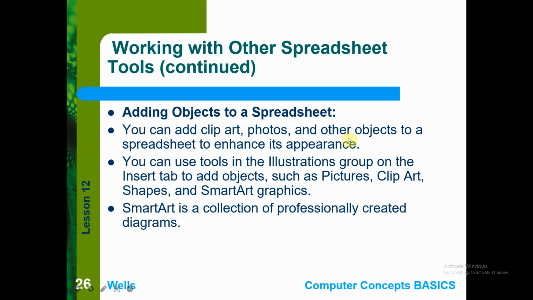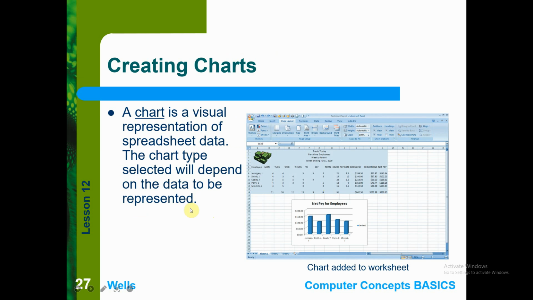Then objects, these are clip arts, photos and objects to enhance its appearance. Usually sa illustrations, mga clip arts, or pareho sa Canva, pwede mo siyang i-browse sa Canva, download mo lang separately, and then add them as objects sa inyong spreadsheet. So, may SmartArt na tawag, a collection of professionally created diagrams to be able for us to utilize in our spreadsheet outputs.